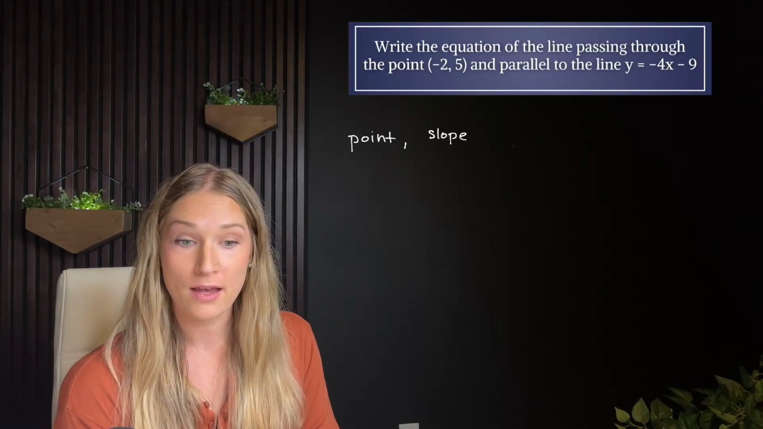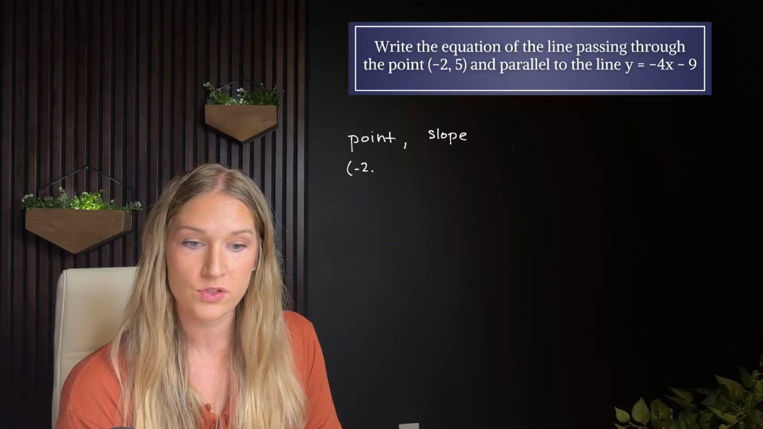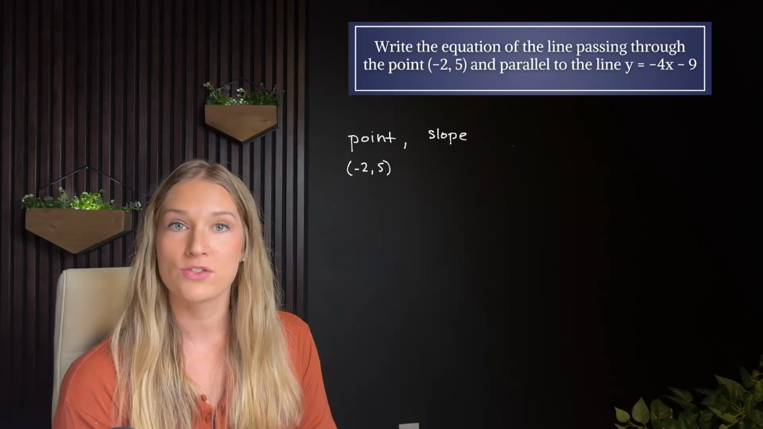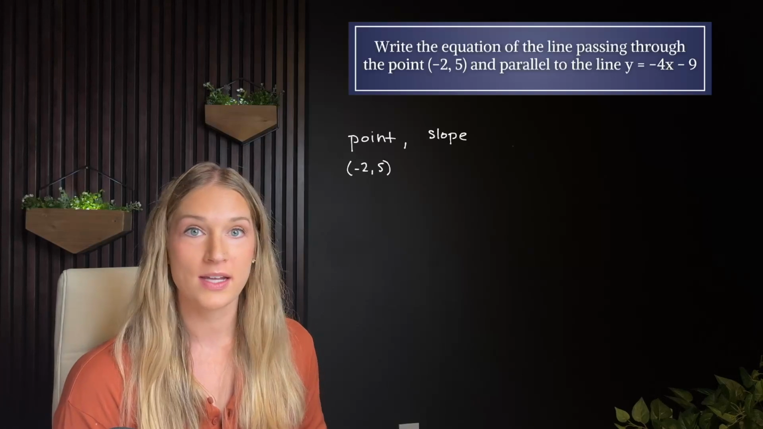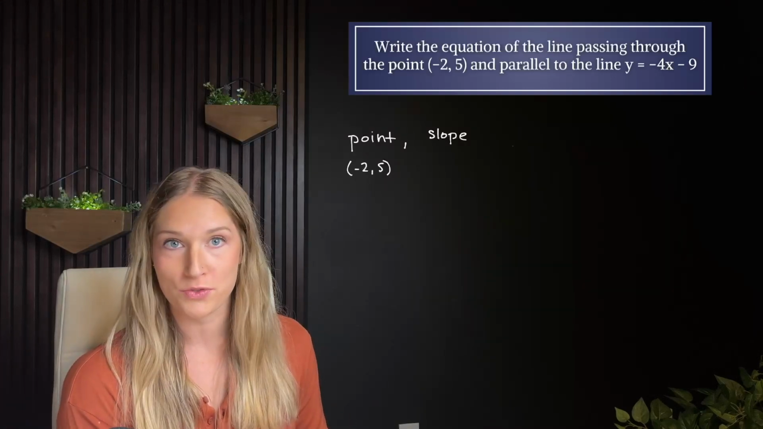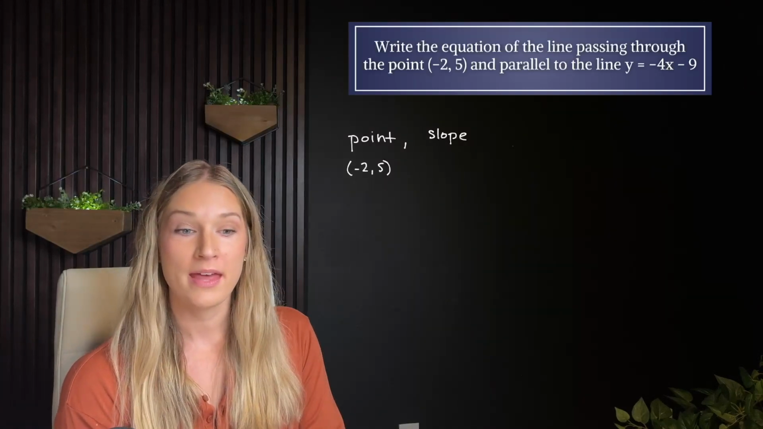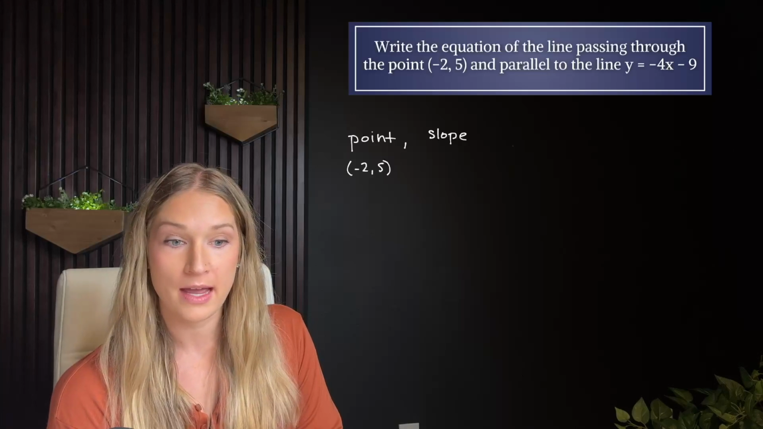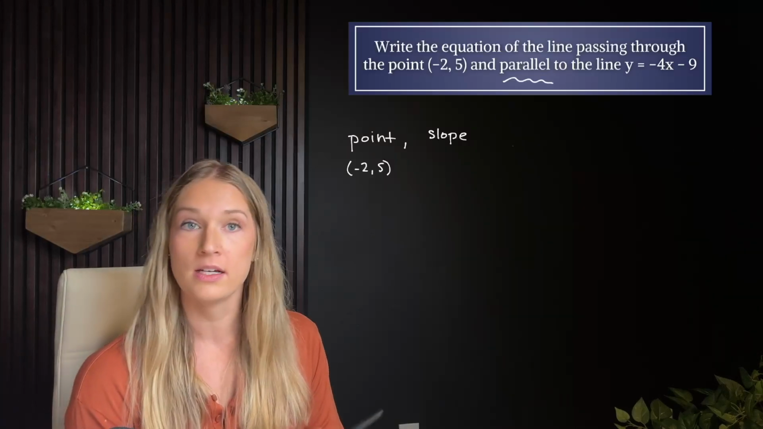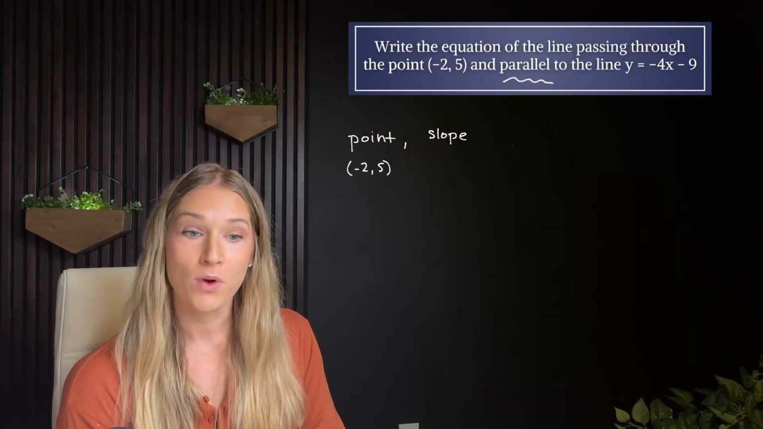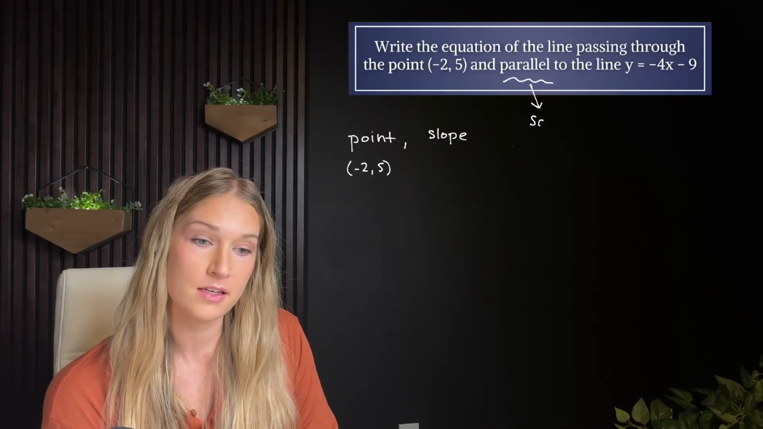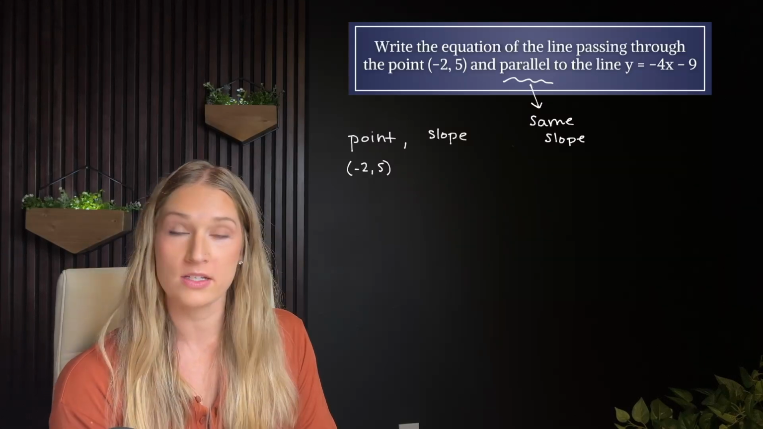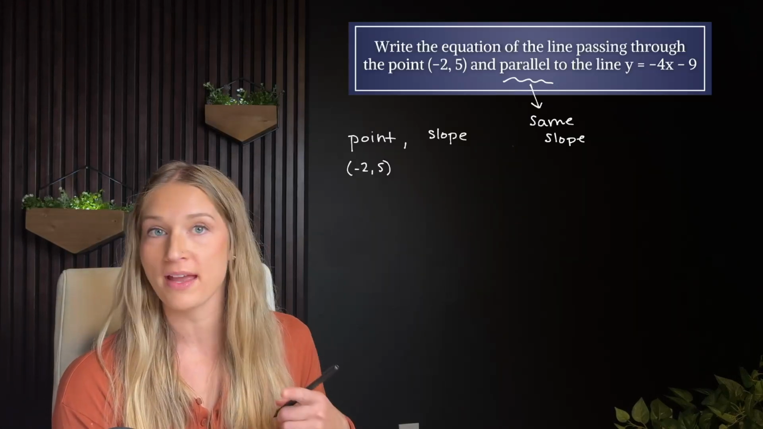Right now we have our point. Our point is (-2, 5), but what we don't know is what this line looks like. So I need to find the slope of this line before I can try and write the equation. That information comes from the fact that our line is parallel to this given line. What we know about parallel lines is that they have the same slope. So our line is going to have the same slope as this line.